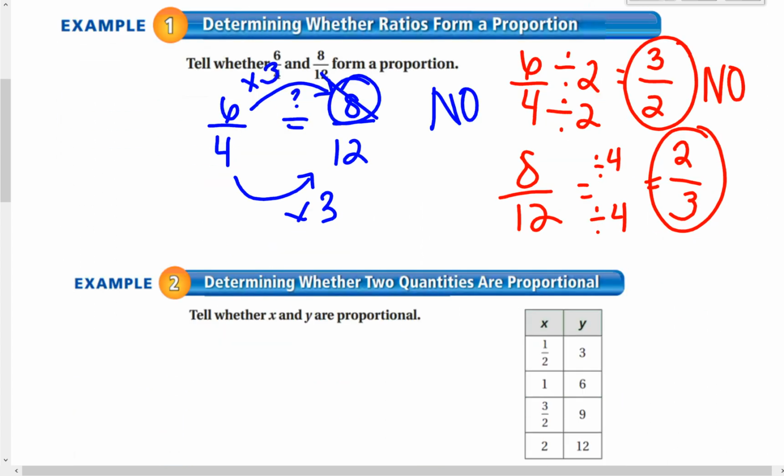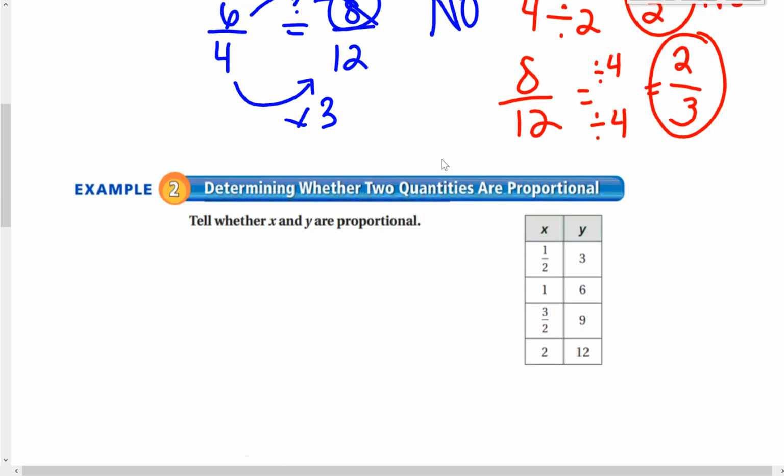Example 2 is going to be using a table to determine whether two quantities are proportional. So we want to know, are x and y proportional? If they're proportional, that means every single ratio in here, x to y, is equivalent to another one. To get from 1/2 to 1, think about if you had 50 cents and you're trying to get to $1, you would multiply it by 2. So 1/2 times 2 is 1. Well, is 3 times 2 6? Yes, so that worked out so far. Let's try another one.